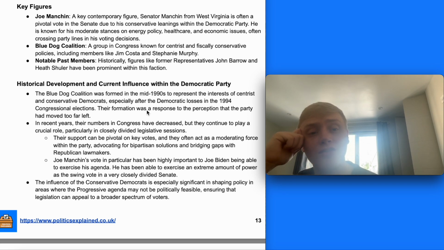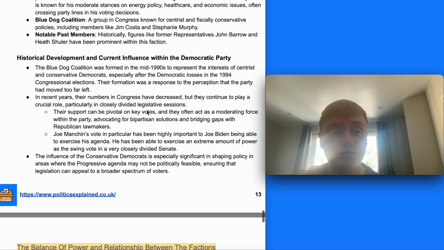The Blue Dog Coalition is a group in Congress known for its centrist and fiscally conservative policies, including members like Jim Costa and Stephanie Murphy. And notable past members include former Representative John Barrow and Heath Shuler, who are prominent within this faction.